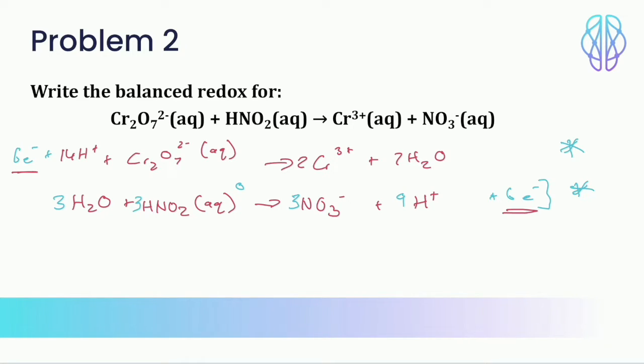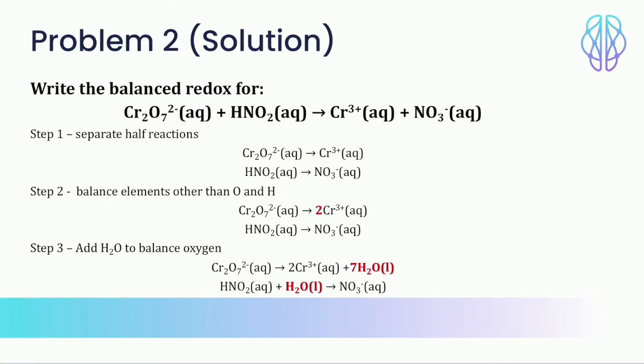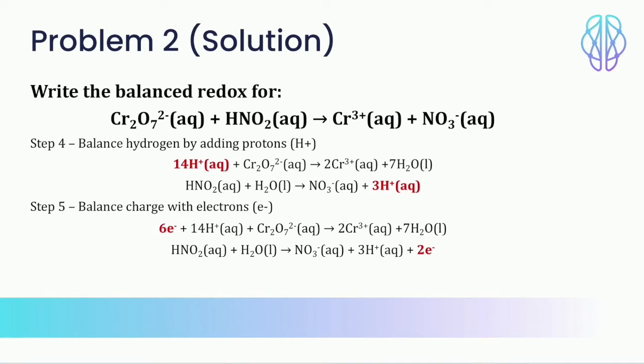And the final step is just merging the 2 equations together and cancelling out the common factors. So for that, we're just going to have a look at it on another slide where it's a little bit neater. So here are our first steps we went through. Separate our half reactions, balance the elements other than the O and H, add our water to balance out the oxygens. So we're going to balance our hydrogens by adding the protons. So we're just looking, that's 14 on the right-hand side, so we're going to add 14 over here.